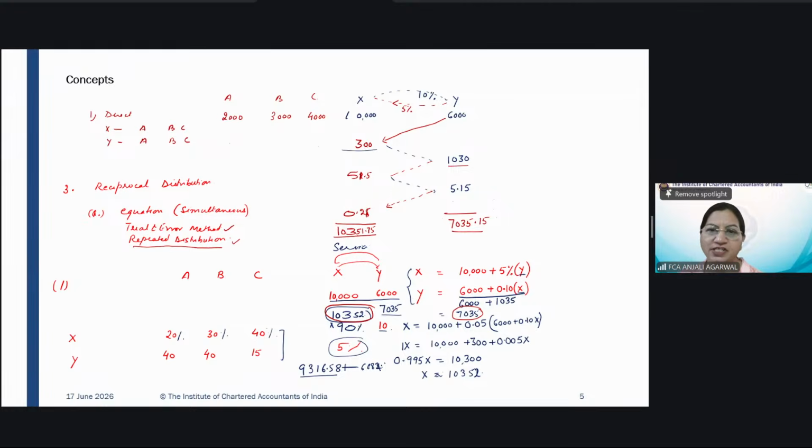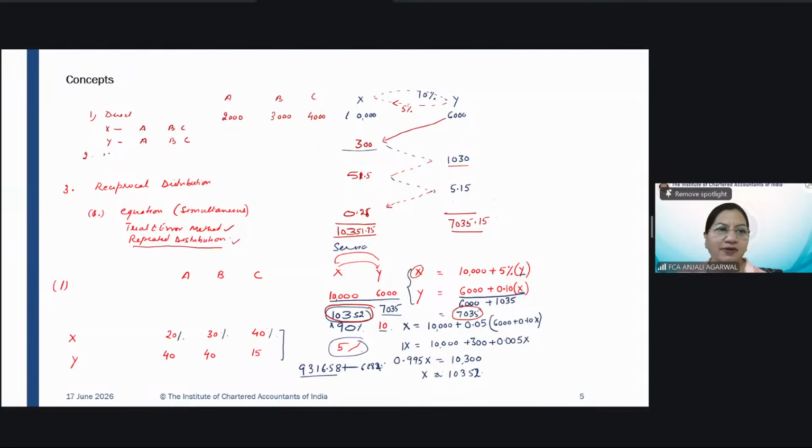And if it is not mentioned, let's say if it is mentioned that department X is stores department, then you can distribute the total expenses of X amongst ABC in the ratio of raw material consumed. If X is said to be maintenance department, you may distribute it in the ratio of value of machines. If X is HR department, you can distribute in the ratio of number of workers, and so on.